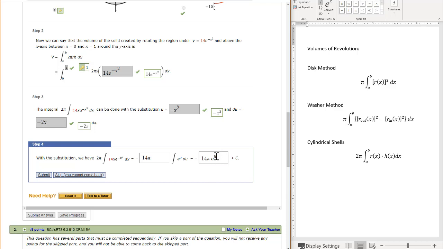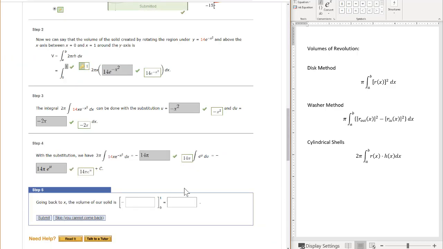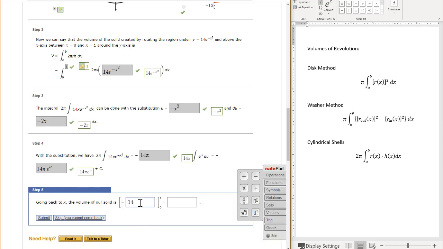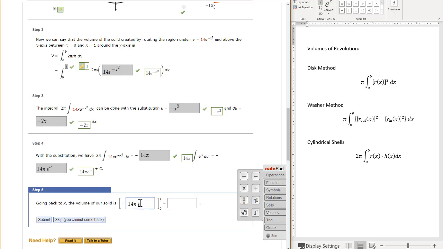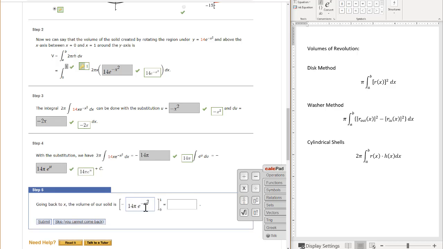Now, I don't know if they're going to take this. We might need to put the e to the negative x squared back, but let's see. So it looks like that is exactly what they're looking for, at least at this point. And so that's the general antiderivative. Then we're going to replace it going back to x. So this is where we put the x back. Don't forget the negative sign. Well, they already put the negative sign, so let's not put that again. So it's 14 pi e to the negative x squared, and we're going to evaluate this from 1 to 0.